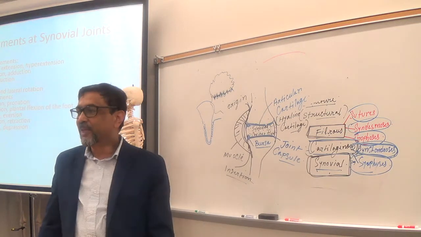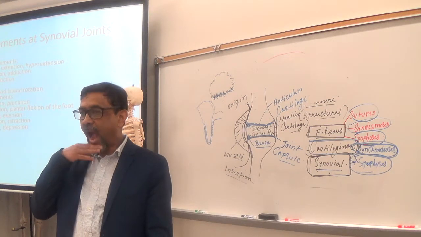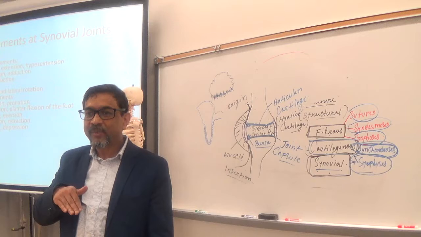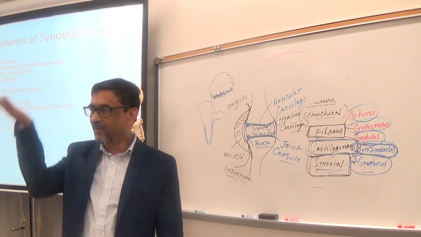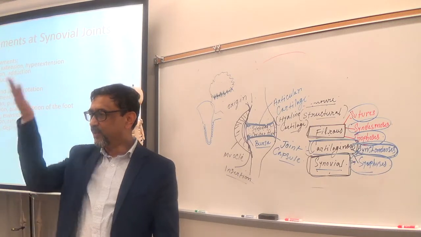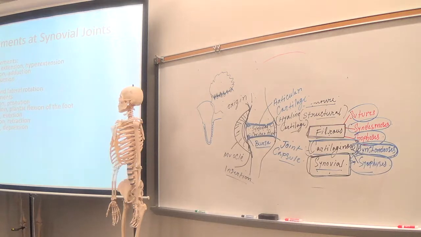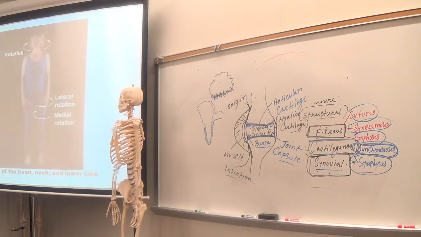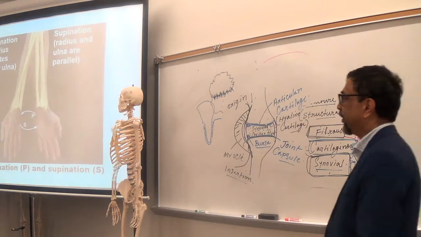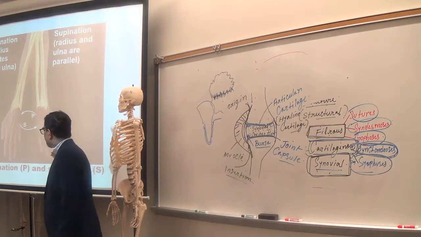Elevation, depression, very simple. Look at me. When I open my mouth, my mandible moves down, right? So that is depression. When I close my mouth, it moves up, elevation. So in some movements, the bones move up and down. So, depression and elevation. So now if you see all these pictures I have shown you, it will be easy. You see here, supination, pronation.